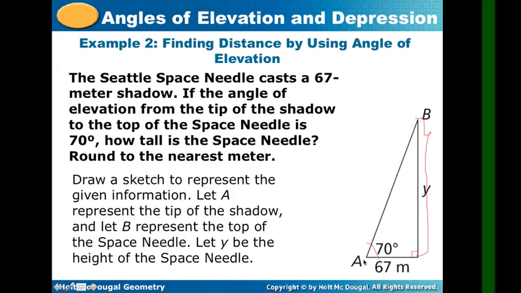So, draw a sketch to represent the given information. Let A represent the tip of the shadow. So, ito yan. Tapos yung shadow niya, ito. And then, let B represent the top of the space needle. Let Y be the height of the space needle. Okay? And this one is the length of the shadow, which is 67 meters.